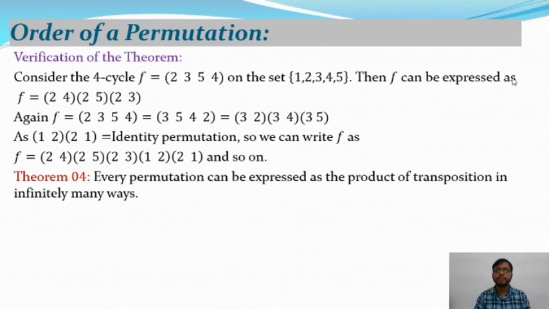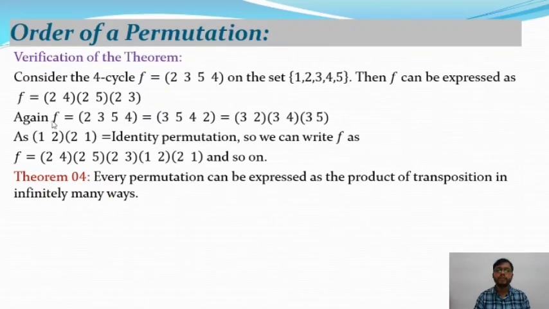Then f can be expressed as (2 4)(2 5)(2 3). That means every cycle can be expressed as a product of transpositions. So a 4-cycle can be expressed as a product of 3 transpositions. So if the cycle is of length 5, then it can be expressed as a product of 4 transpositions.